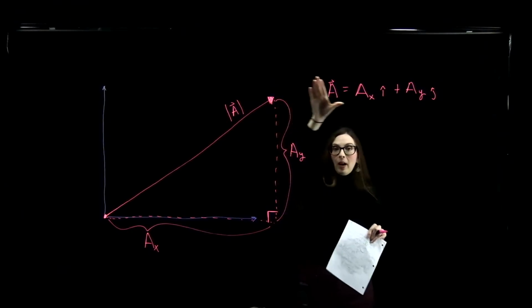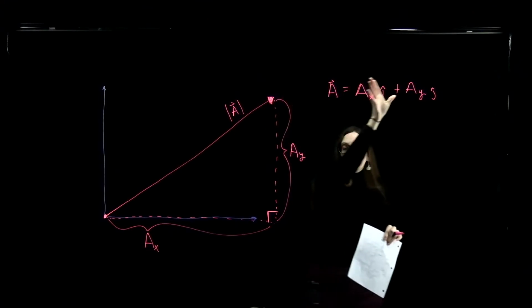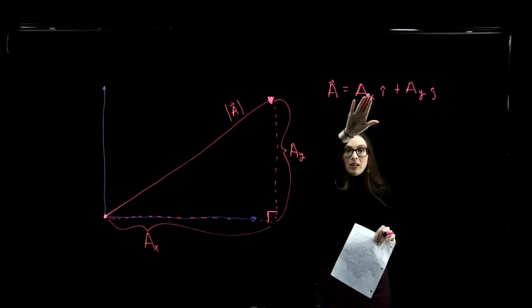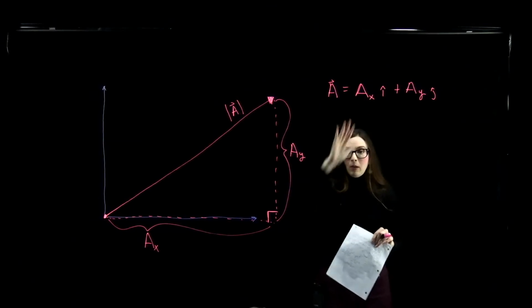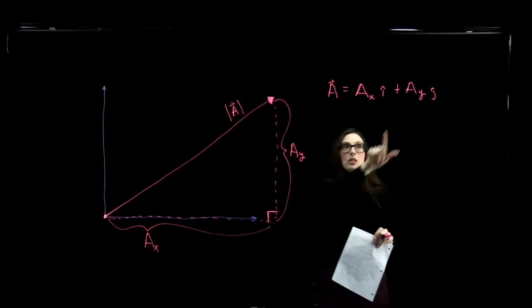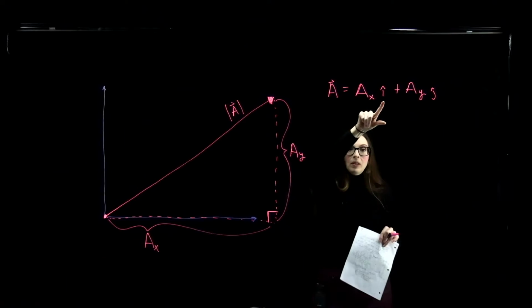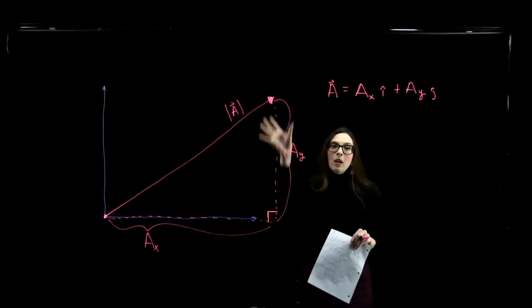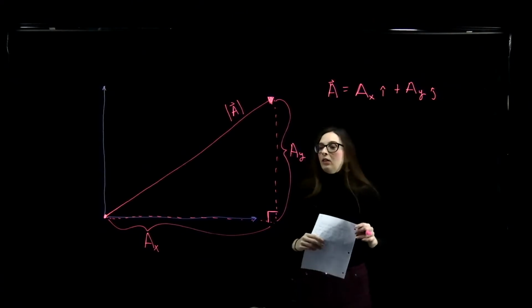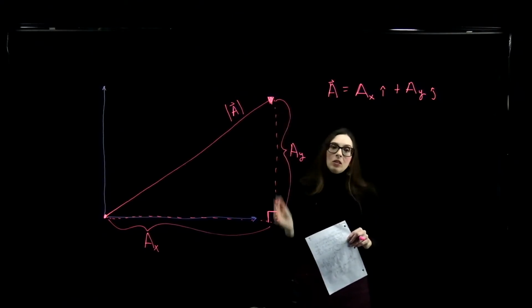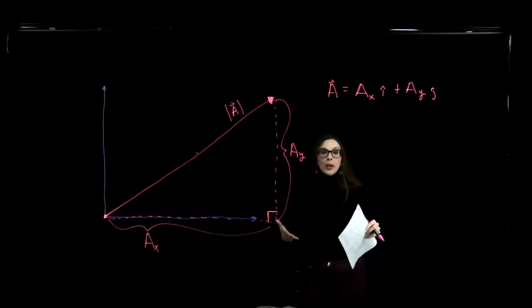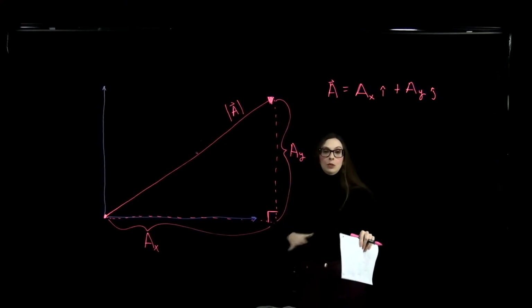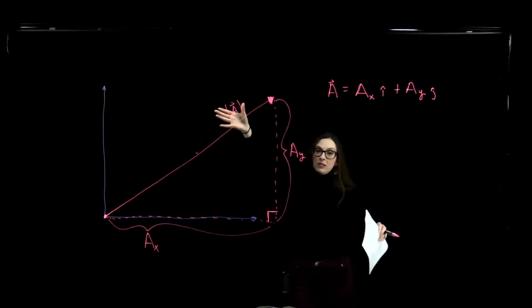So we could write our vector here in unit vector notation. This Ax component, that's the x component of my vector along the x direction. That's the i hat direction. And then I have the y component of my vector, which is along the j hat unit vector, which is along the y-axis. We can also get the magnitude or the size of this vector.